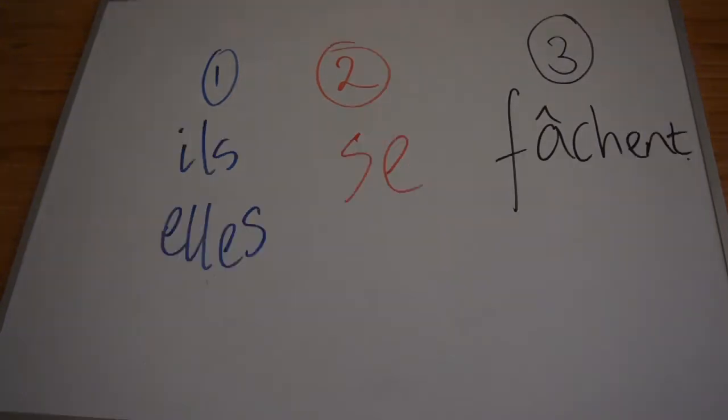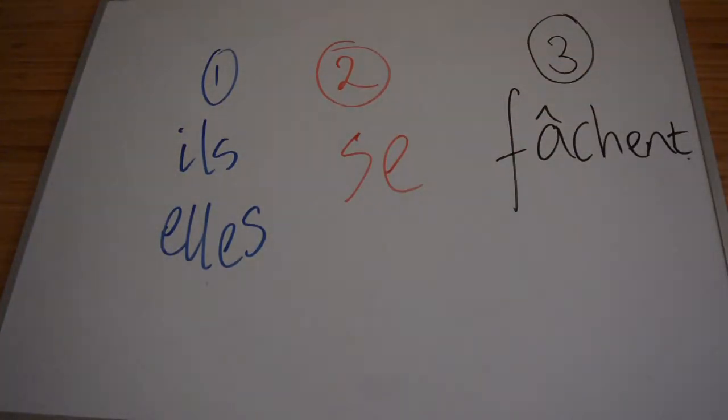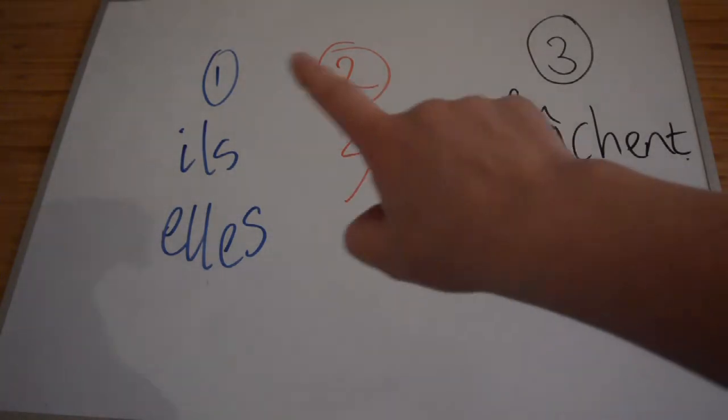Vous fâchez. For saying they, we've got il for a group of boys or mixed boys and girls. We've got elle for a group of girls only. That's your pronoun, part 1. The reflexive pronoun for both of those pronouns is the same, se. And then for the verb ending, part 3, we take off the ER and replace it with an ENT. Now this is not pronounced fâchon, okay, it's just pronounced fâche. We don't pronounce that ENT on the end, but it has to be there to tell us that we're talking about a group of people, they.